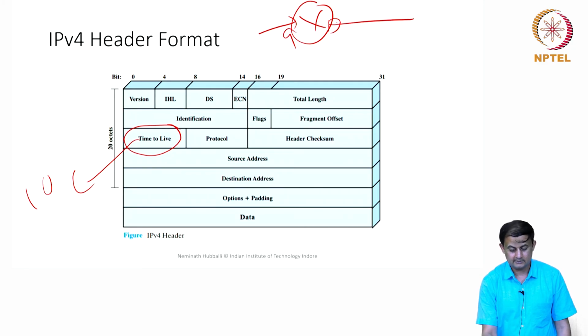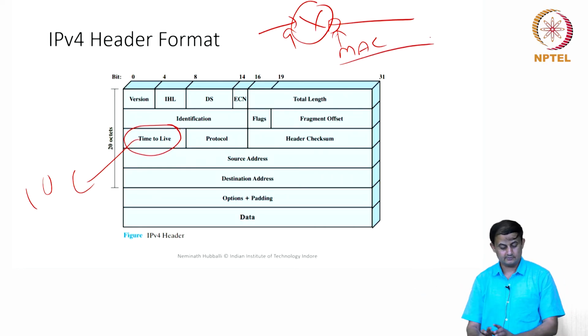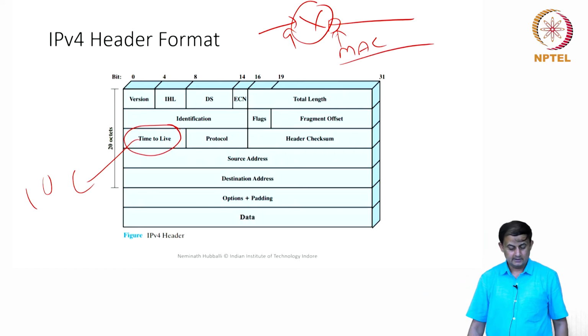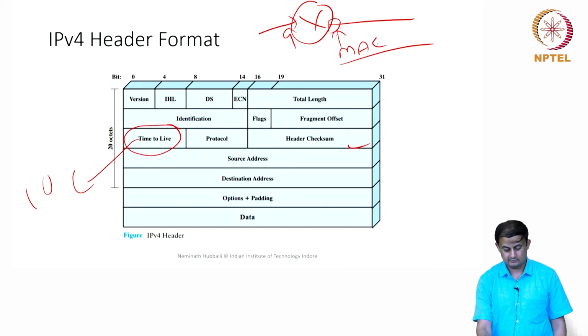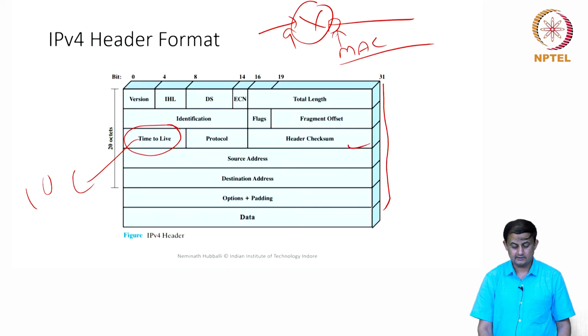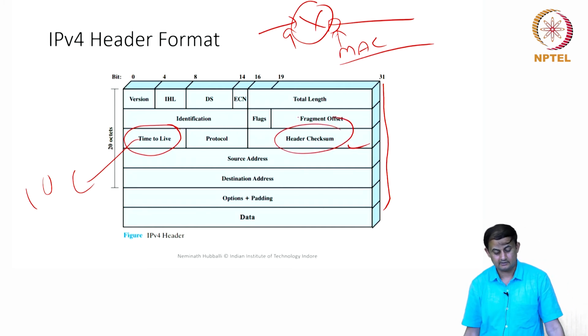Here is where, in the line card corresponding to this output link, the MAC header or the link layer header corresponding to the next hop is actually added. And since the TTL value has changed, the header checksum, which is calculated on the entire header, will also change. You need to keep updating that also at every hop.